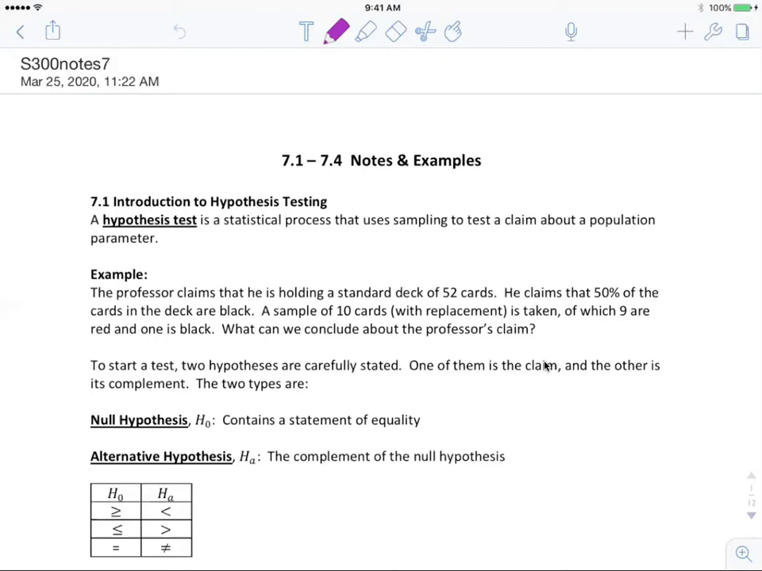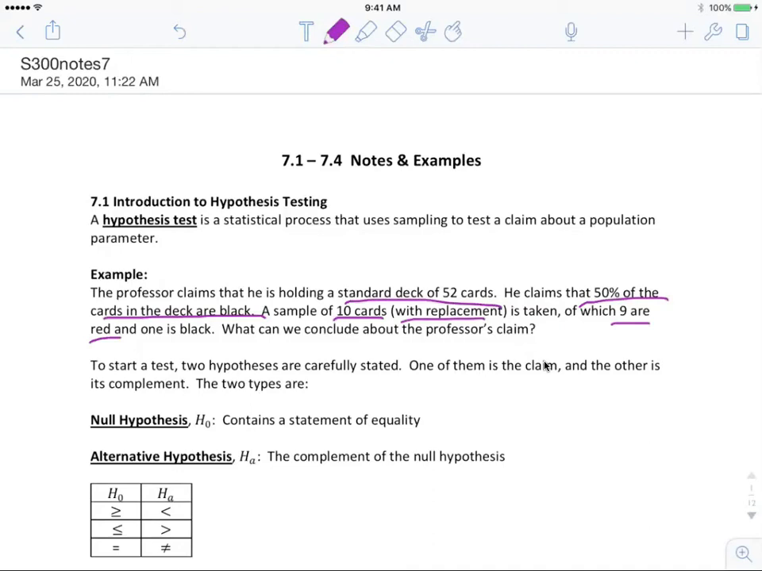Suppose I tell you that I'm holding just a standard deck of 52 cards, right? So it's a regular deck. That means 50% of the cards are black and 50% are red. And then suppose we take a sample from that deck of 10 cards and we keep putting them back, so with replacement. And it turns out that 9 are red and only 1 is black.